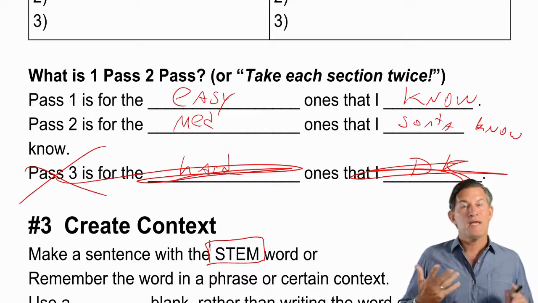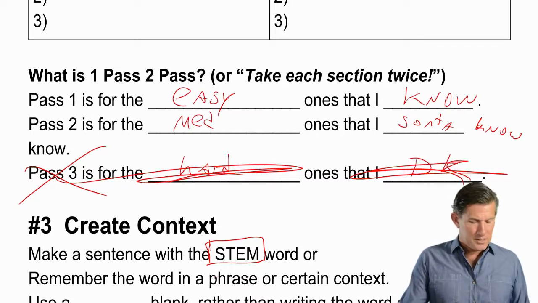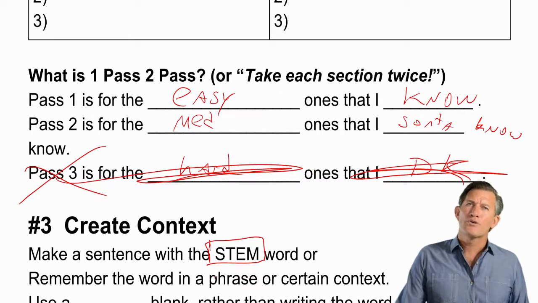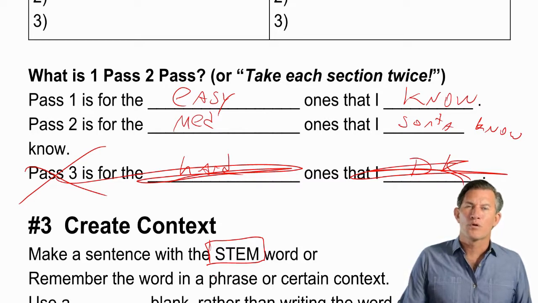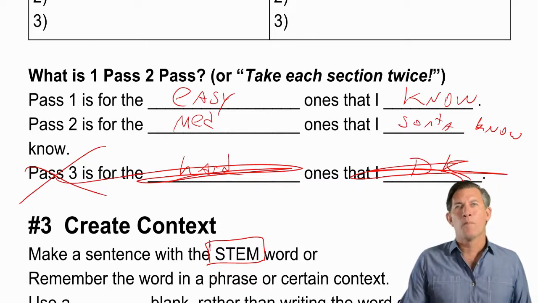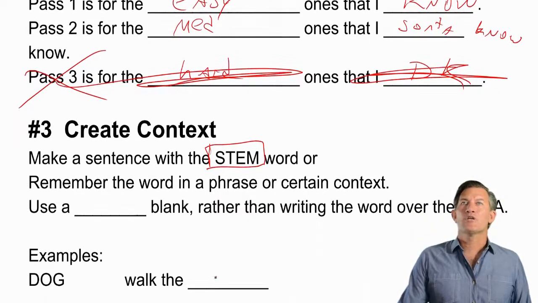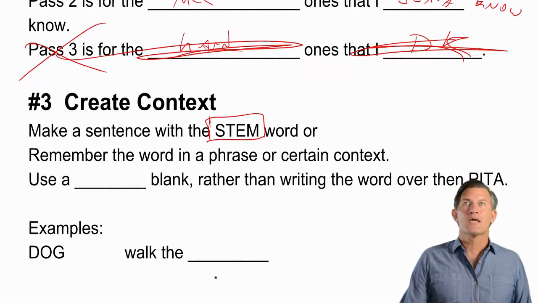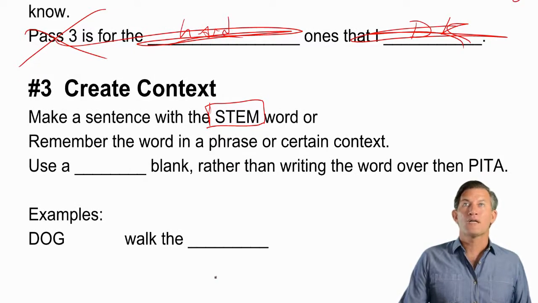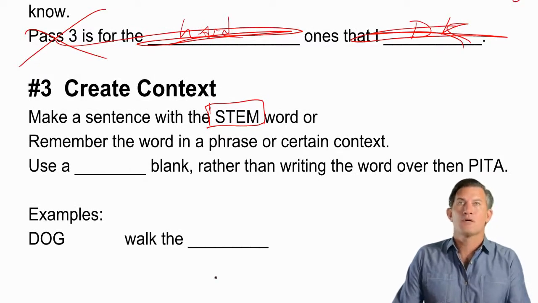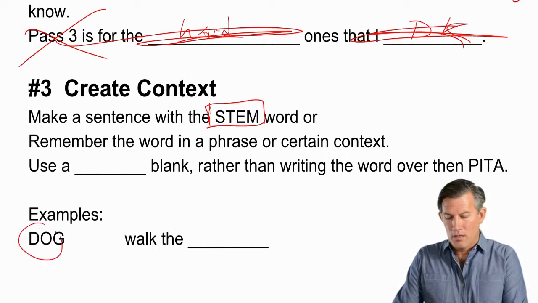Okay, if you can start paying attention in life, that would be good, because then you won't get hit by a truck. But also, you'll know where you heard the word. It might be from a sign or a movie or a common expression, okay? So you're going to use a blank rather than writing the word again, okay? So if you have dog, you don't write dog, you write walk the dog, okay? And dog goes there, okay?